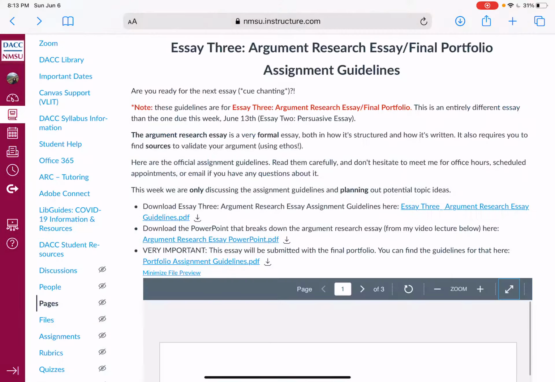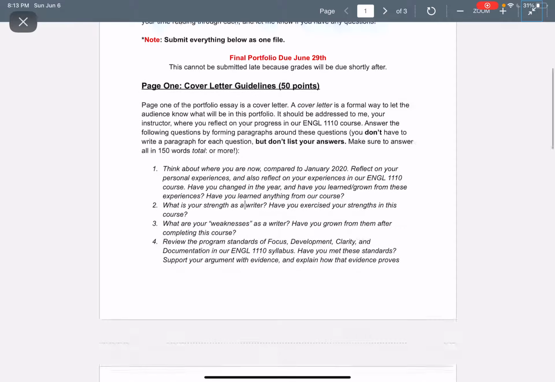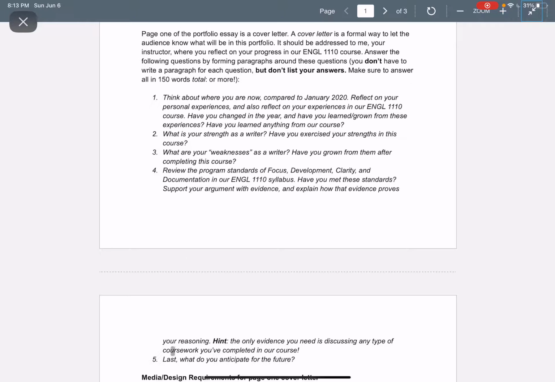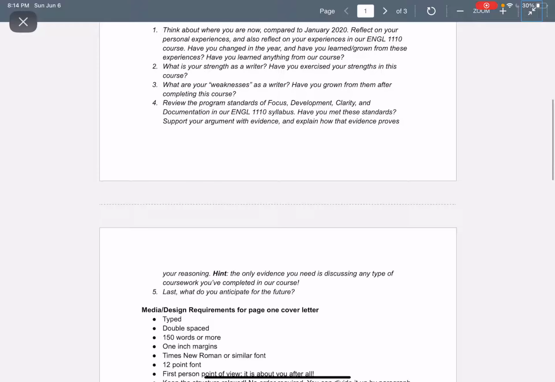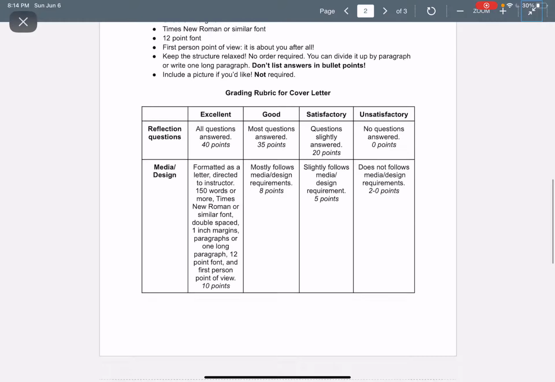Like I said, page 1 of this portfolio is the cover letter. It's worth 50 points. All I want you to do is answer these 5 questions in 150 words or more total, for everything. It's 150 words total or more. It's a way to reflect on your journey in the past year, and also in this brief little course that we had that's been super awesome and exciting to learn from you all. I hope that you have grown your strengths that you already had in the course. These are the requirements for the page 1 cover letter. It should fit all on one page. It's 50 points, and here's the grading rubric for it.